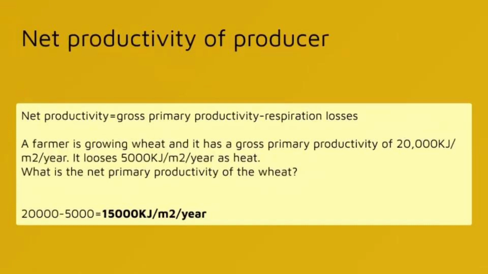So if a farmer is growing wheat and it has a primary production of 20,000 kilojoules per meter squared per year, and when he looks at it, the wheat actually loses 5,000 kilojoules per meter squared per year as heat from respiration. What is the net primary productivity of the wheat? So that would be 20,000 minus 5,000, which would give you 15,000 kilojoules per meter squared per year. So that would be the net primary productivity. That is for a producer.